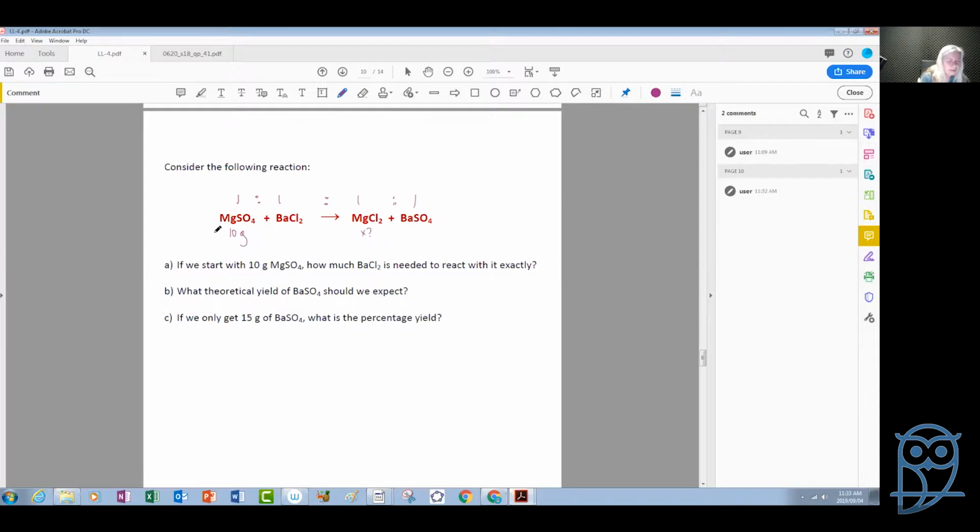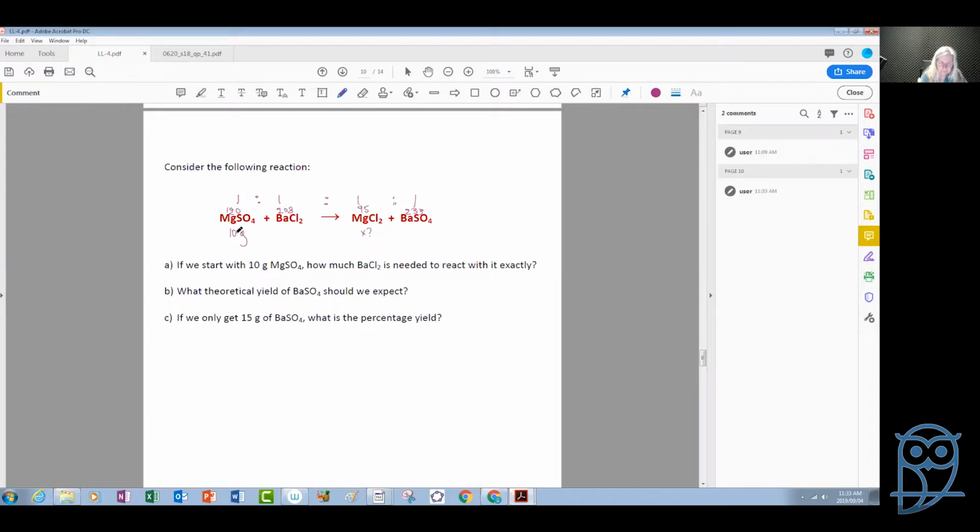So magnesium sulfate here, its relative formula mass is 120, and the barium chloride is 208, although we don't need it. And magnesium chloride is 95.3. Okay, say 95. This we're going to need, the 95. And barium sulfate, again, we're not going to need, but nevertheless, it's 233.4. Let's leave it a round number, 233.